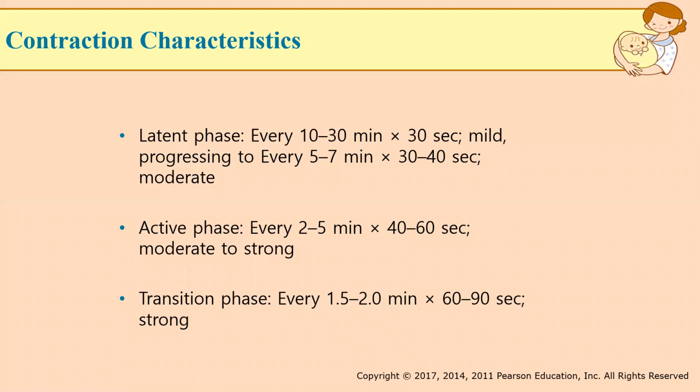In the primipara, at least 1.2 centimeters per hour for dilation is normal. At least 1 centimeter per hour on descent of the fetus, and less than 2 hours in the second stage or pushing stage. For the multipara, at least 1.5 centimeters per hour for dilation, at least 2.1 centimeters per hour for descent of the fetus, and less than 1 hour in the second stage.